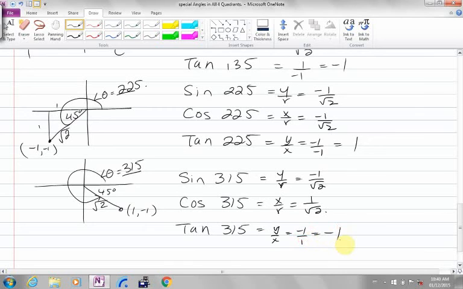So there aren't a lot of choices here. It's either 1 over root 2 or 1, positive or negative. So really all you have to do is figure out which quadrant you're in, which ones are positive, which ones are negative. So there's really only two to remember: 1 over root 2 and 1.